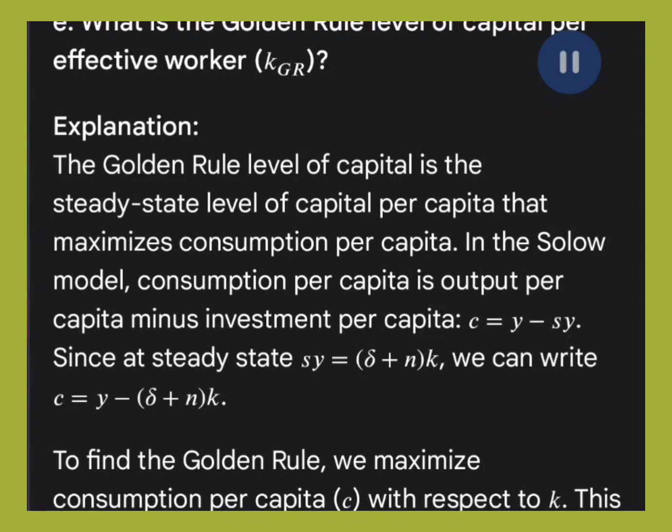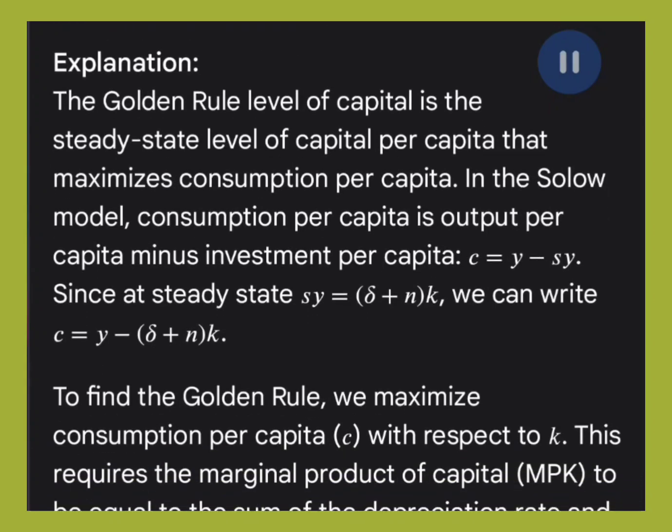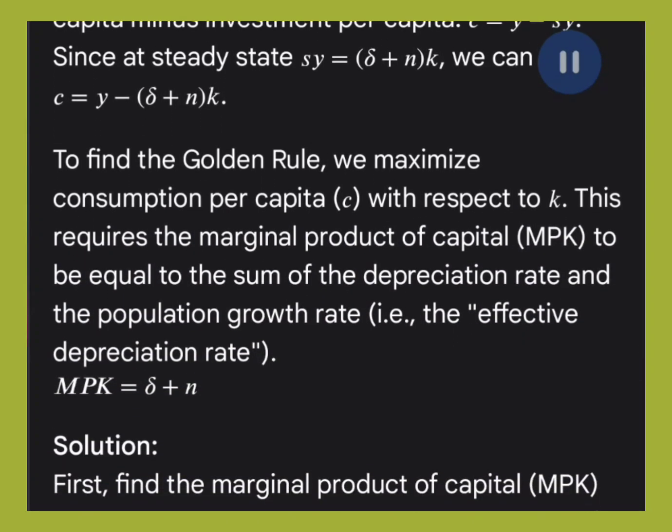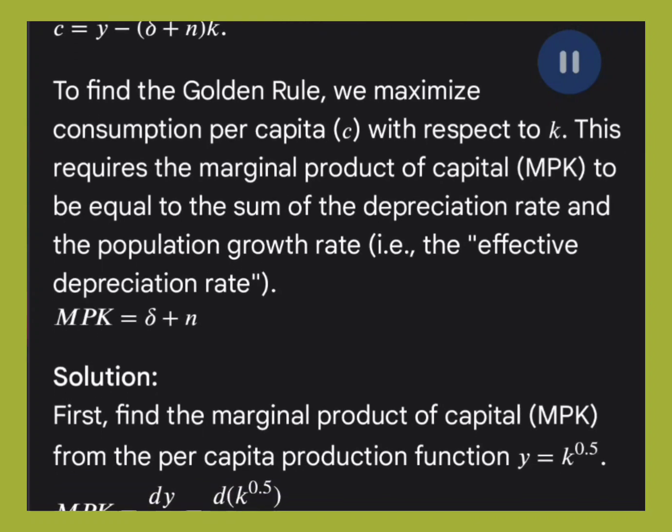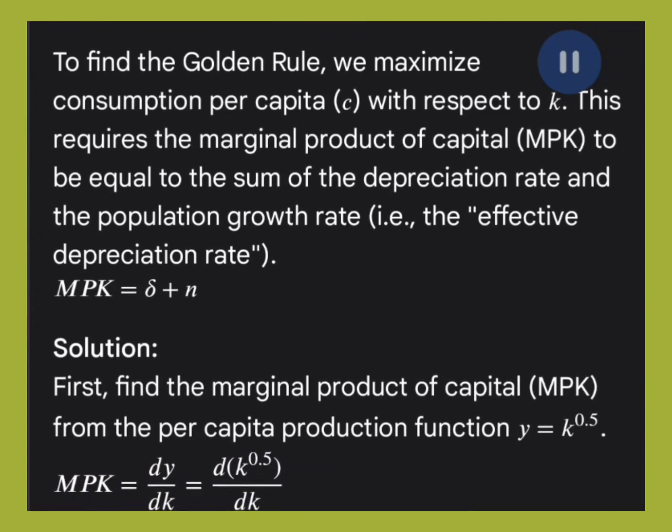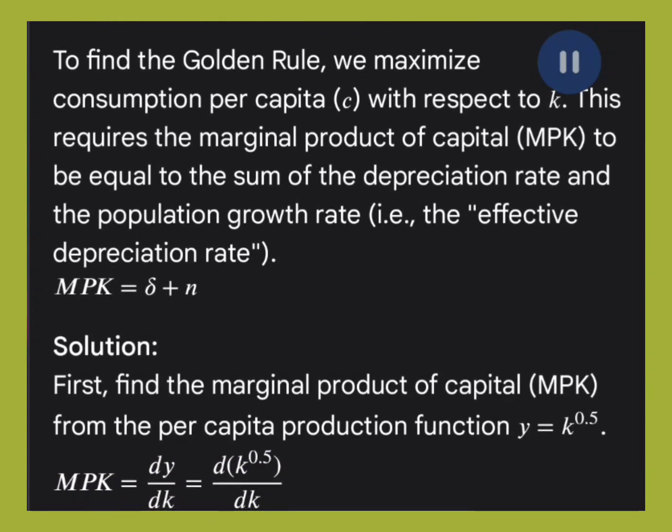To find the golden rule, we maximize consumption per capita with respect to k. This requires the marginal product of capital, MPK, to be equal to the sum of the depreciation rate and the population growth rate, i.e., the effective depreciation rate. MPK equals delta plus n.